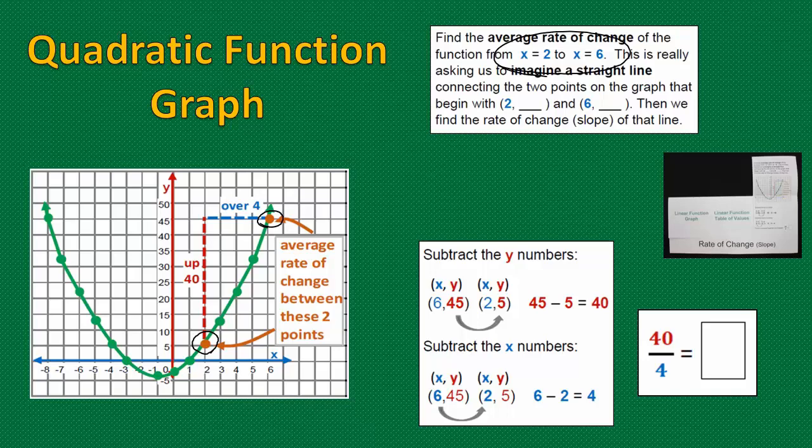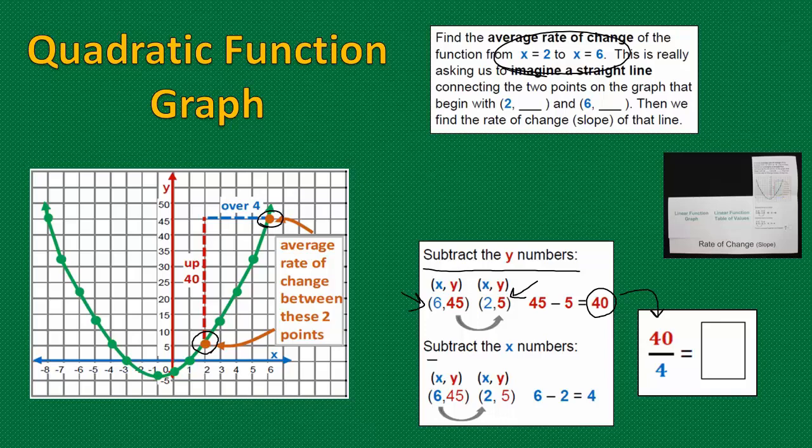Then we find the rate of change or slope of that straight line that would be connected between those 2 points. We start by subtracting the y numbers. We're going to write down the addresses of the points. So our top point is (6, 45) and our lower point is (2, 5). We will be subtracting the y numbers, so 45 minus 5 is 40. That's the number that will go in the top of our rate of change.